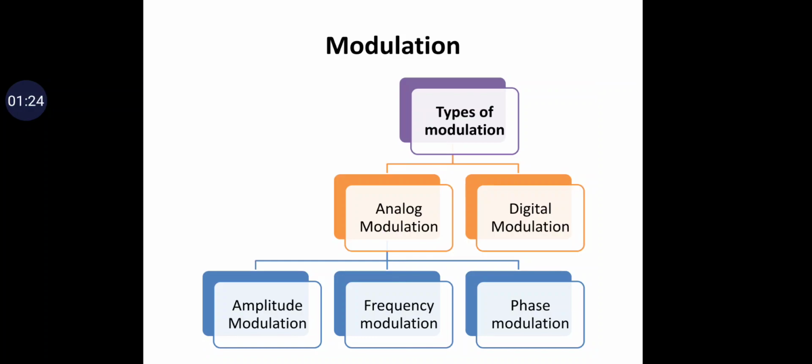Let's see the types of modulation. There are two types of modulation. One is analog modulation and the other is digital modulation. The basic types of analog modulation include amplitude modulation, frequency modulation and phase modulation. There are several types in digital modulation. Let's see that one by one later.